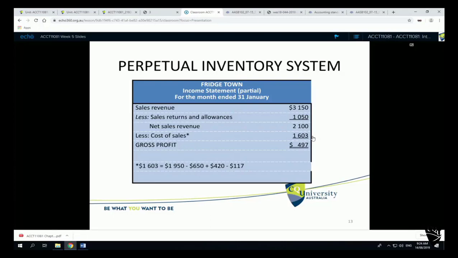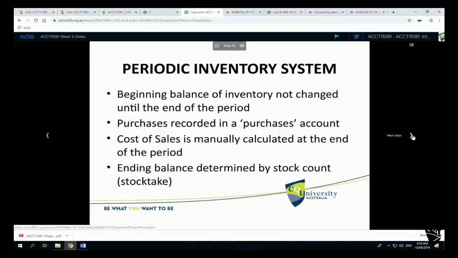How do you know which system your company uses? What are the little hints that tell you that it's using, for example, the perpetual system? Well, there's actually one line for cost of sales, or they've actually included a calculation in the income statement for cost of sales, which I'll show you in the next system. So that's something we'd like you to explore in your assignment.